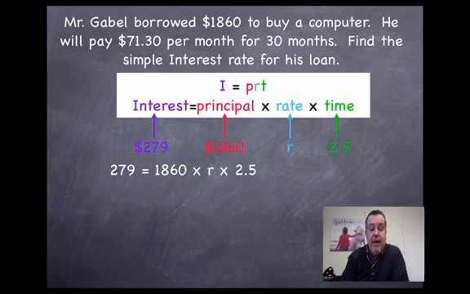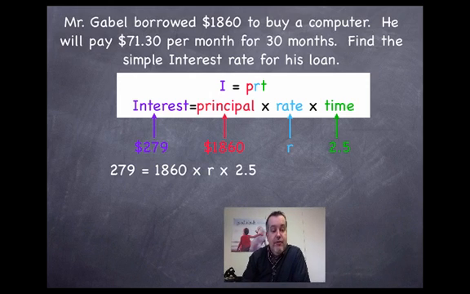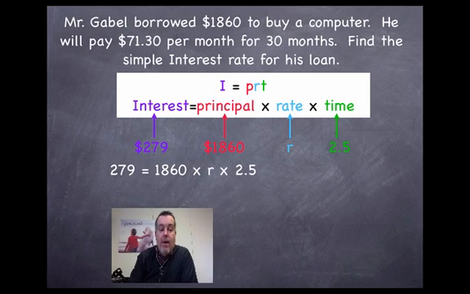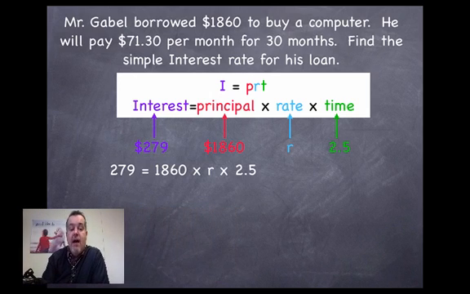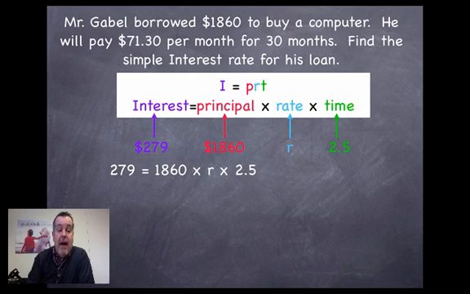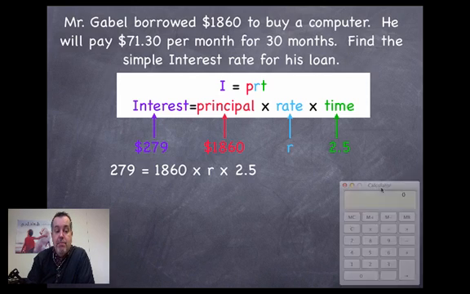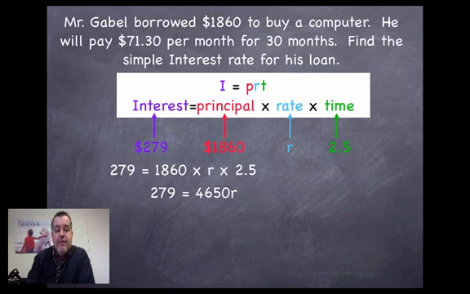All right, so let's take a look at how our formula looks now that we have the numbers plugged in that we know and our variable. So we have 279 equals 1,860 times R times 2.5. Well, let's combine what we can combine, which is multiplying our 1,860 by 2.5. So we get our calculator out. We plug in 1,860 times 2.5, and we're going to get 4,650. Okay, so now we have 279 is equal to 4,650 R.